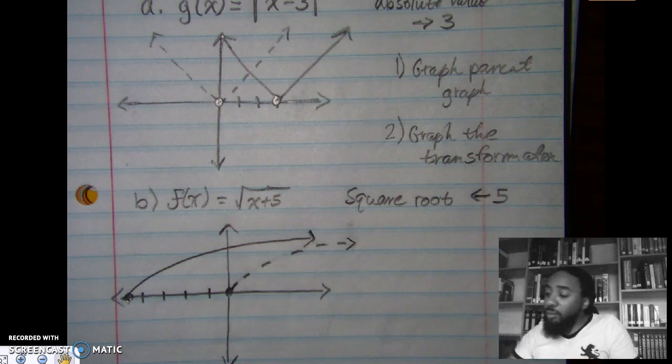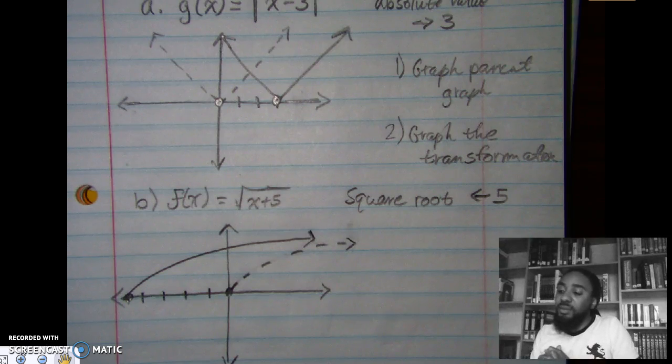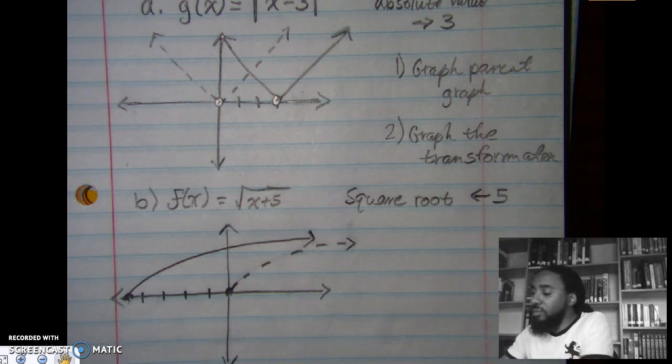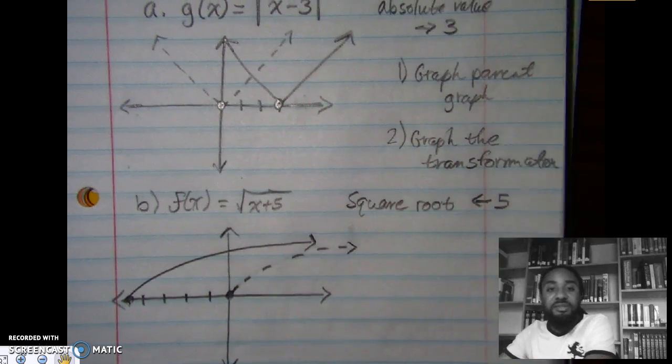All right, so I'm going to go ahead and move on, though, and actually do example 5. And here we're going to put everything together that we just learned. So we're talking about telling the parent graph, listing the transformations, and we're going to graph them. So we're going to throw in some more functions here and see how you do on these. And it should be pretty good, pretty easy. So, example 5.